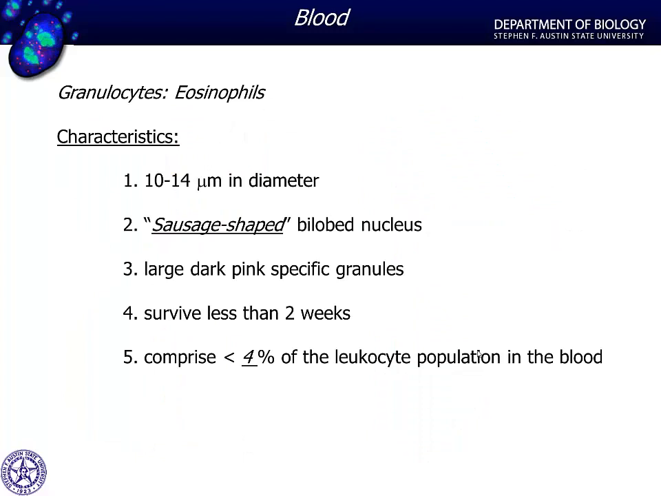Now, the next granulocyte are the eosinophils. And again, these are going to have about the same diameter that we see with the neutrophils. However, their granules are going to be dark red to pinkish in color. Many fewer of these in the white blood cell population than we saw with the neutrophils. These are going to survive less than 2 weeks, so they're a little bit longer lived than we saw with our neutrophils.